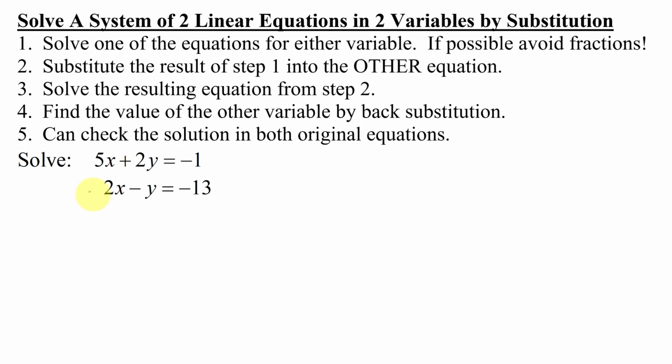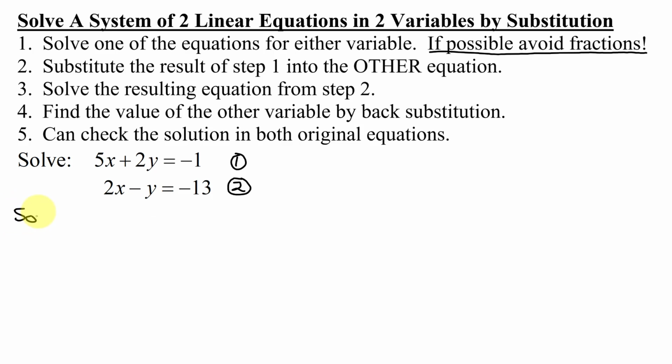Here are my equations, and I always label them. Here's equation 1, and here is equation 2. Step 1 says solve one of the equations for either variable. If possible, avoid fractions. To avoid fractions, we solve for the variable that has a coefficient of a 1 or a -1. Do I have that in this case? Yes, I have a -1 coefficient on the y in the second equation.